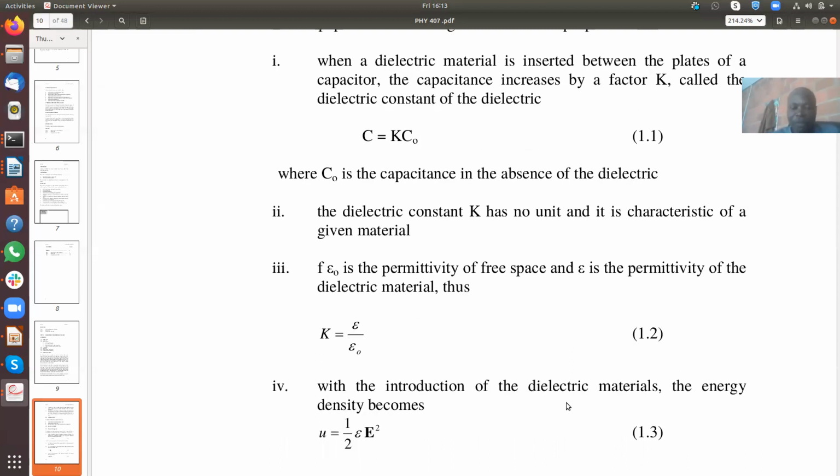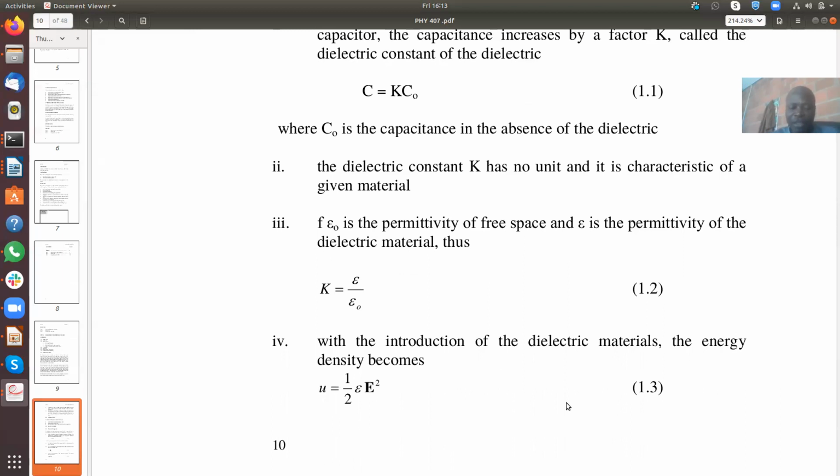Another important property is introduced in 1.3, which is the energy density that is derived from the dielectric materials. U is equal to half epsilon E squared. E here is the electric field.